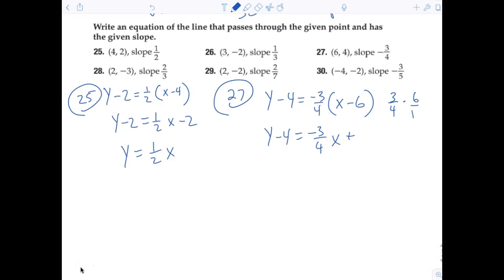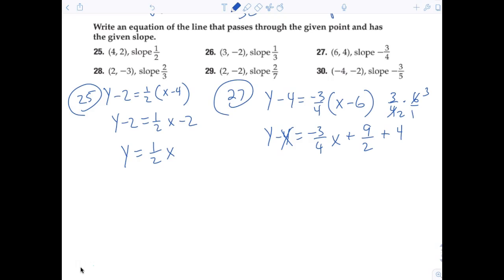So 6 and 4 reduce to? Good. And now, 3 times 3? 9 over 2. Beautiful. Now, I have to do what? Add 4. Now listen to what I'm saying. When I add 4, how many halves is 4? How many halves? 8, correct?